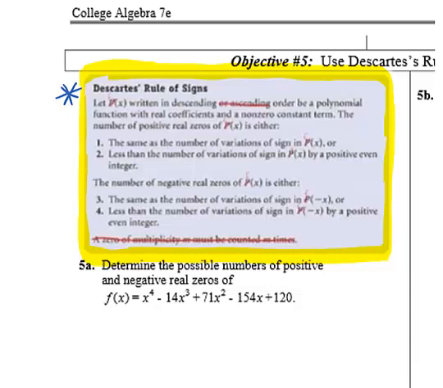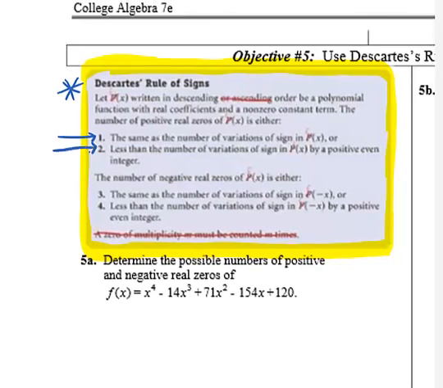Let p of x, which is a polynomial written in descending order, be a polynomial function with real coefficients and a non-zero constant term. The number of positive real zeros of that function is either the same as the number of variations in sign. So variations in sign means, if you're looking from left to right, does it go positive, negative, positive, negative? Those are variations in sign, because you have a positive and then a negative and then on and on. Or it could be, this is confusing, less than the number of variations of sign in that function by a positive even integer. So I'm just going to kind of paraphrase that.